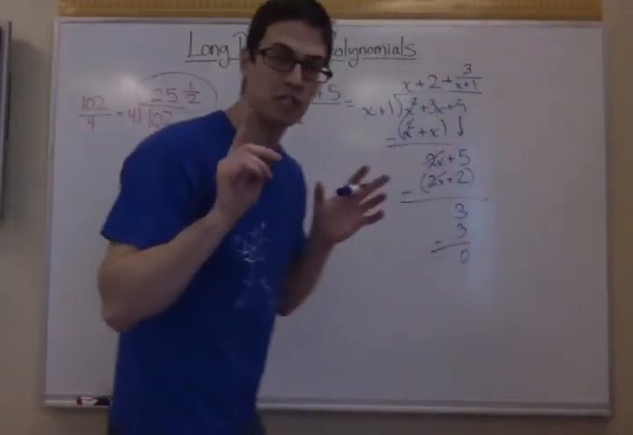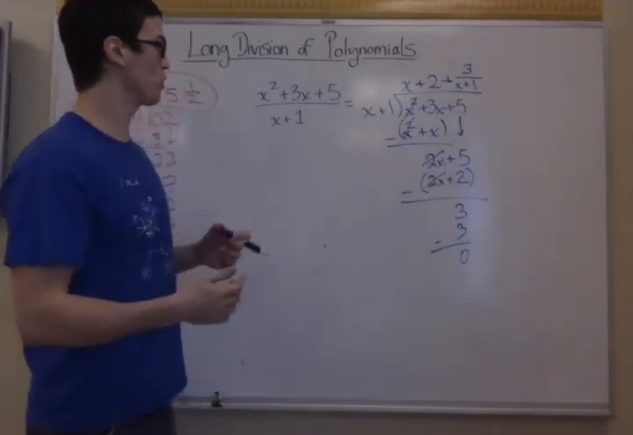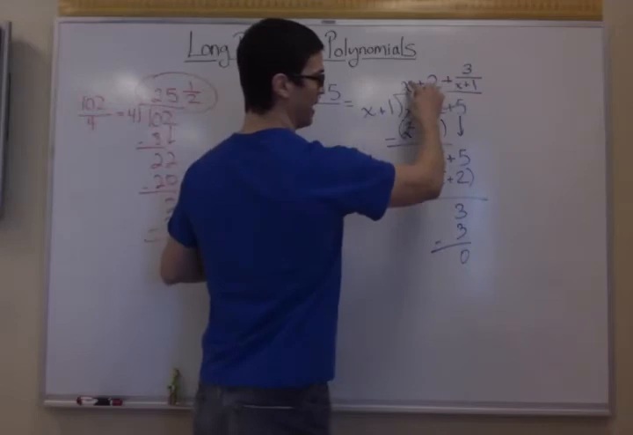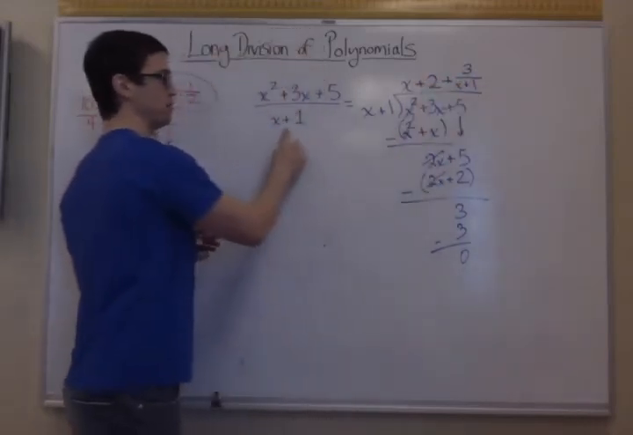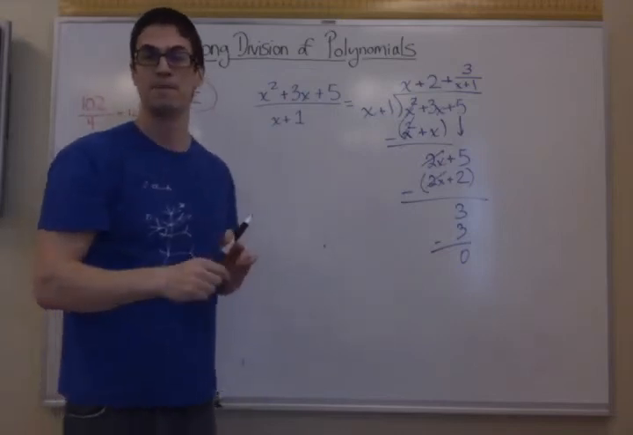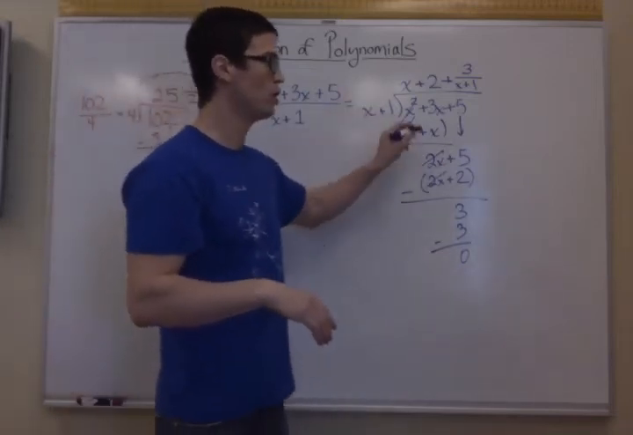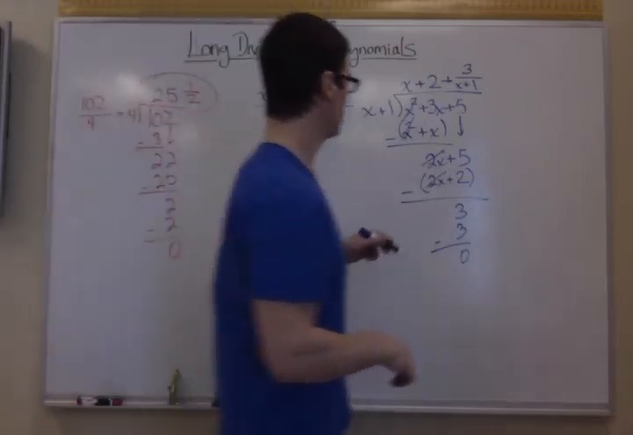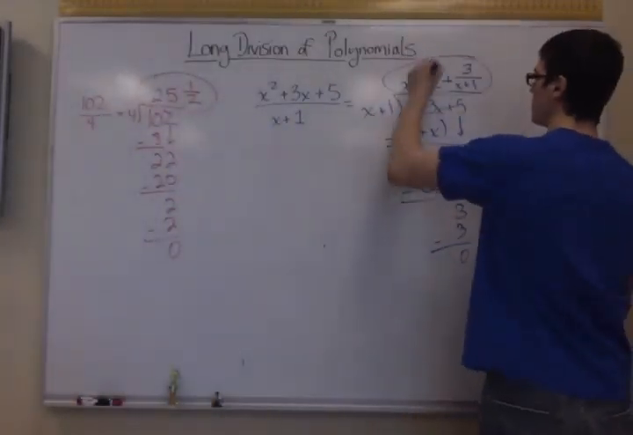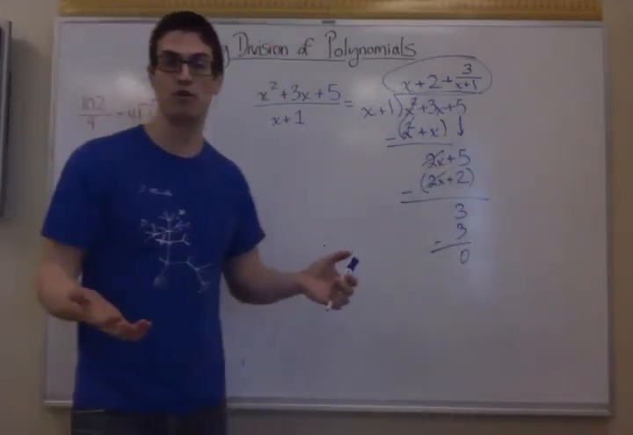It's also important to check your work. I'm not going to be doing that on this, though, but if you wanted to, you can work backwards. Take this answer you got right here and multiply it by x plus 1. You should get x squared plus 3x plus 5. If not, you might want to do the problem over again or try to figure out what you might have done wrong. Okay, so here's our answer for this problem, and that's long division of polynomials.